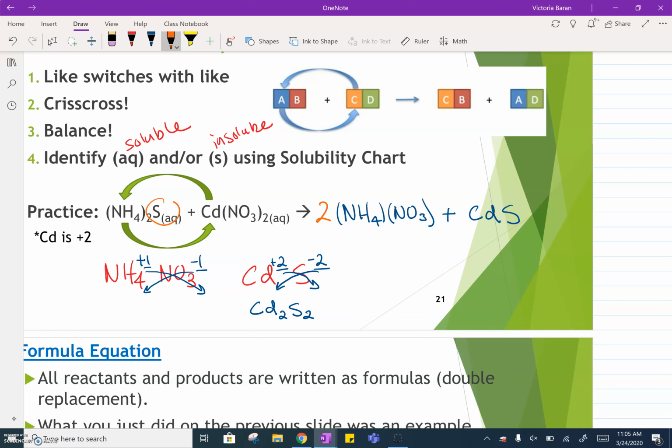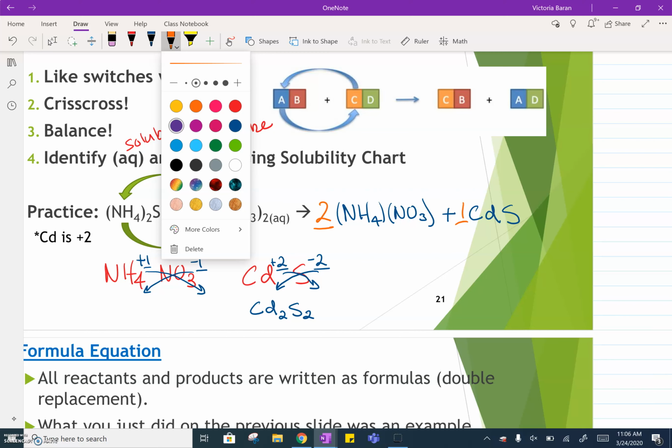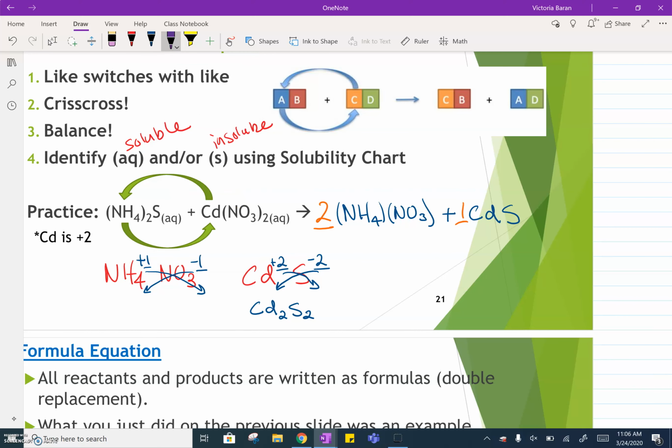We have 1 sulfur and 1 Cd on this side and on this side as well. So I just have to write this 2 in order to balance it. And if you'd like to, you can write a 1 here, but you do not have to do that. So that's the first thing. And again, we have already done this before, so this should look familiar. Then the next thing we have to do is figure out the solubility, okay?